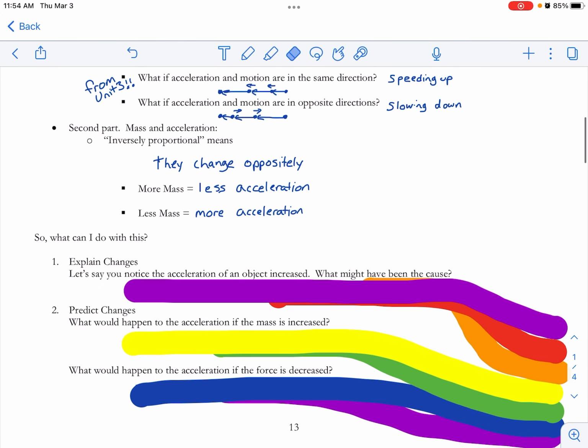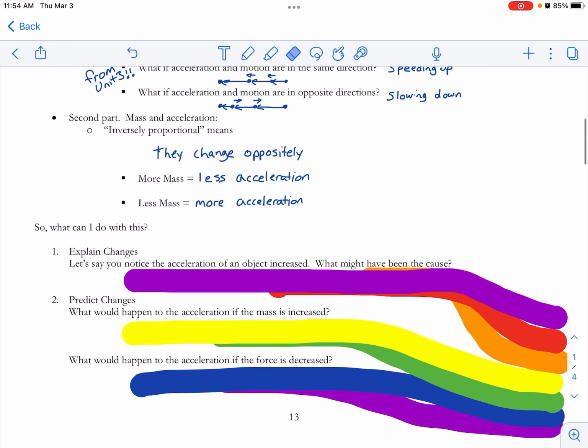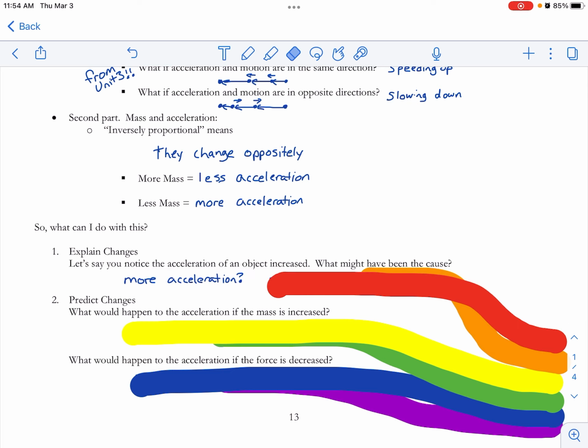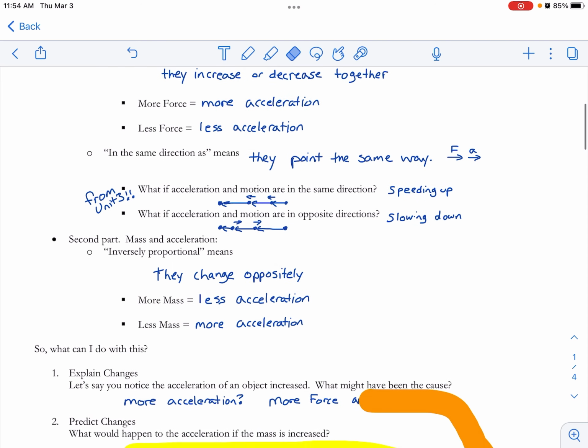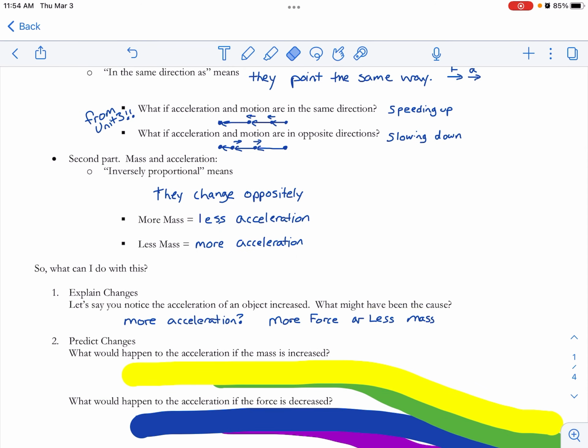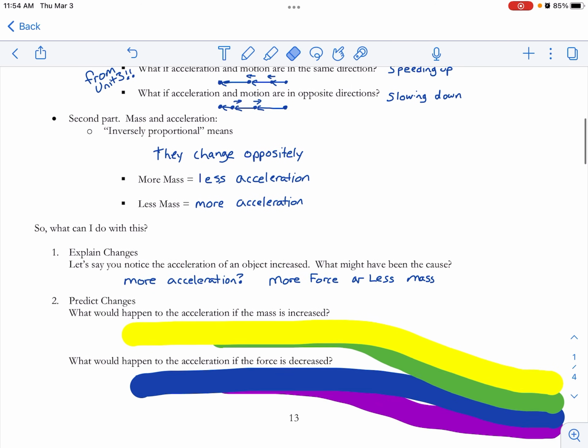So what can I do with that information? Well, you can explain what's happening when something is changing. So let's say you notice that the object has increased its acceleration. Well, that means that there's more acceleration. So what could have been causing that? Well, either there was more force, just like we saw up here, or there was less mass, okay? So those are the two possible ways that might have happened.